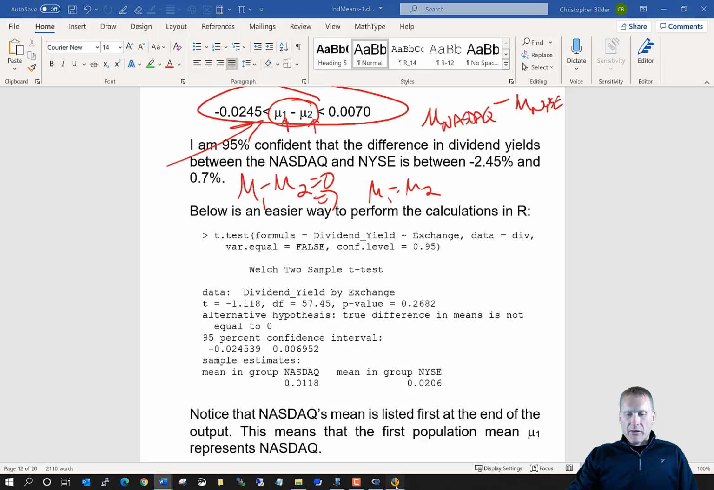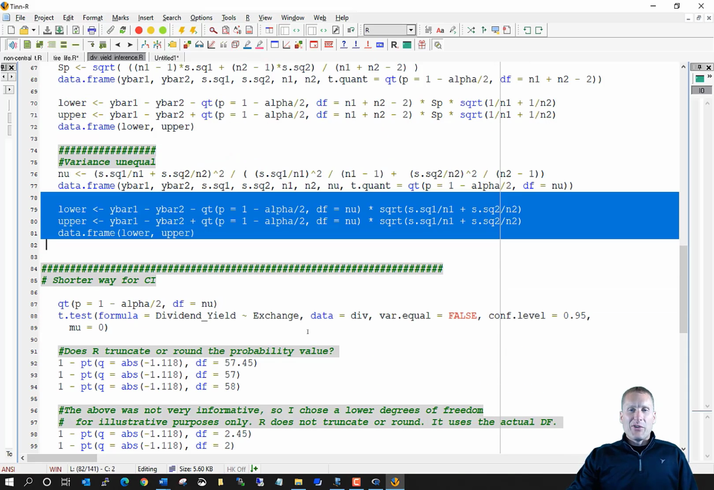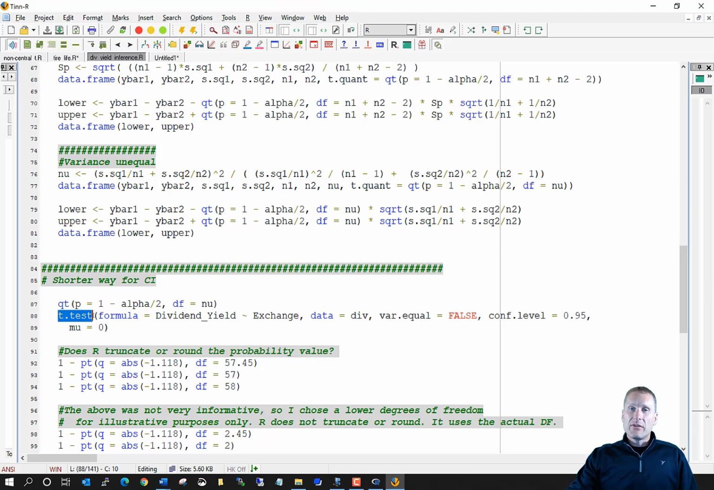Okay, let me go back here to 10. So I showed you the harder way to do the confidence interval first, because it's very important to understand how these calculations are being done. An easier way would be simply to use the function called t.test, where the syntax is as follows. We use an argument called formula. It's equal to, well, what are we interested in? We're interested in the dividend yields, and we're interested in these dividend yields by exchange. We've seen similar syntax like this when we've used the aggregate function.